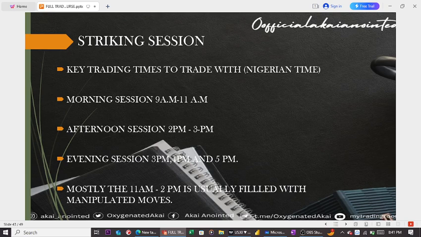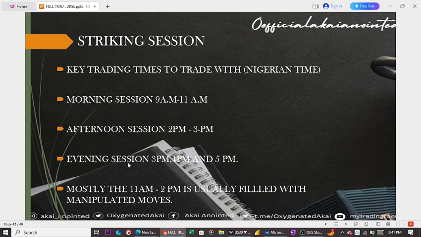What happens in the morning session is just a clue of what will happen in the afternoon session. Sometimes, not always. For the morning session, you can look out for key times of 9 a.m. and 11 a.m. if you're a day trader looking to take an entry. In the afternoon, you can look out for 2 p.m., 3 p.m.